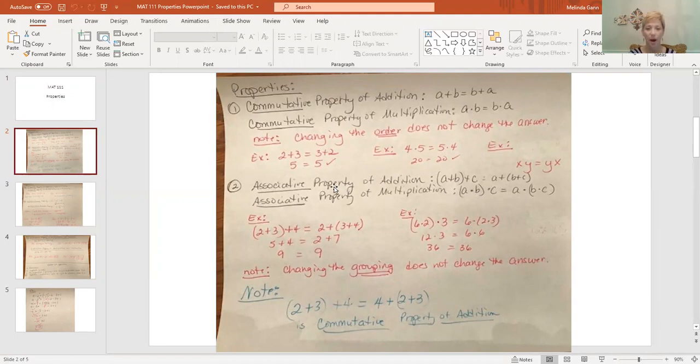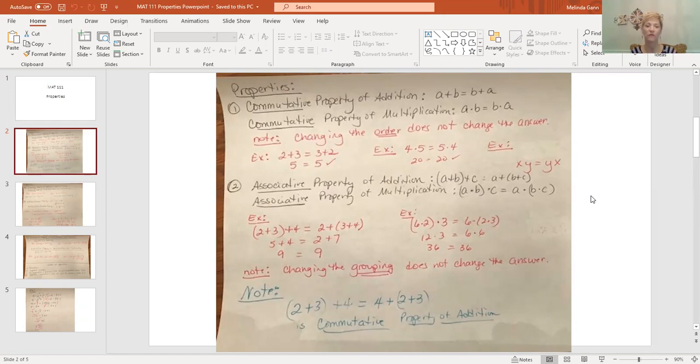Now, the associative property basically means you change the grouping without changing the answer. You don't change the order, you change what's grouped together. There's an associative property of addition, and there's an associative property of multiplication. Notice A is first both times, B is second both times, and C is third both times. So I didn't change the order. What I changed was the grouping.